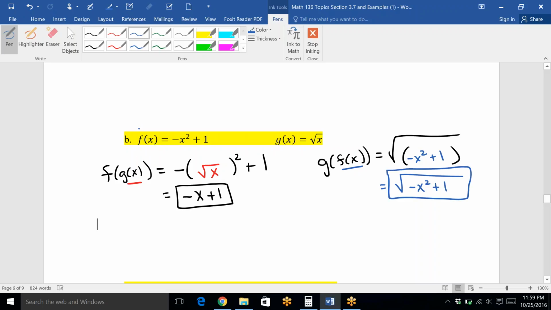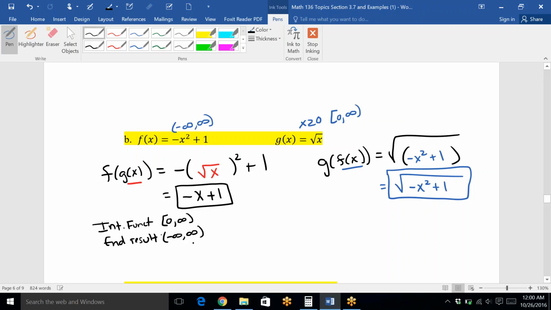When we talk about the domain, though, we have to be careful. The domain of this guy originally is all real numbers, the domain of this one is, because it's under a square root, it has to be greater than or equal to 0. So it's 0 to infinity. When you do a domain of a composition, you care about the interior function and the end result. In this problem, the interior function was g of x, which means we have to deal with 0 to infinity. The end result is a polynomial, which means it's all real numbers. What those have in common is your overall domain, so it would be 0 to infinity. So that would be the domain of the first one.